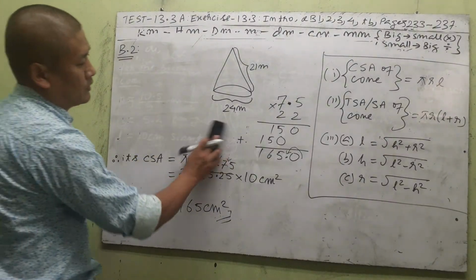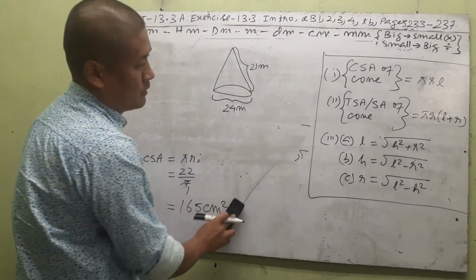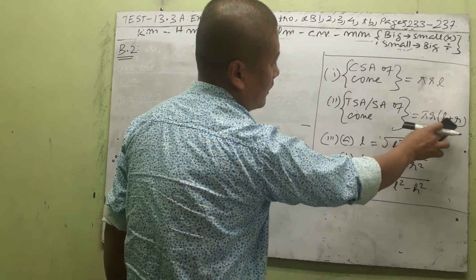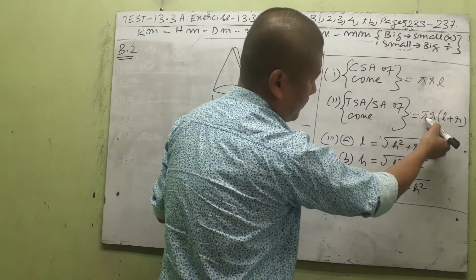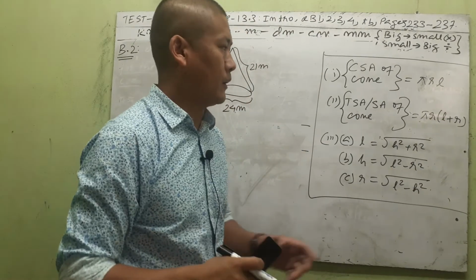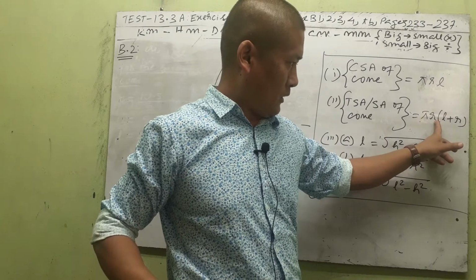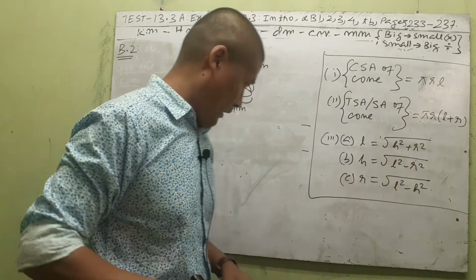So total surface area is pi r into L plus r. So what do we need? Pi we know, 22 by 7. R we need, L then we can find out. So R and L has to be there.